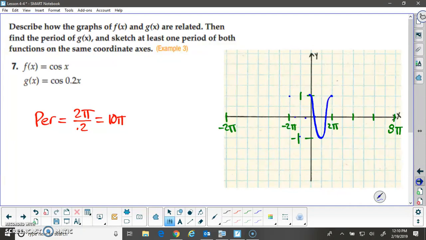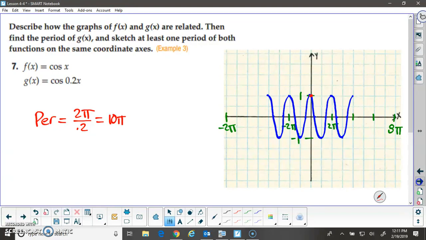If I draw another cycle, there's 2 cycles worth. There's 3 cycles. And there's 4 cycles. Now for the cosine of 0.2x, that's a stretch. So we start with this point. I go to the right 10 pi. I'm running out of graph to the right.